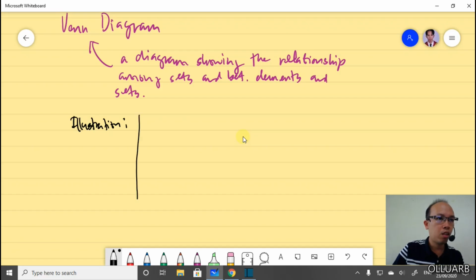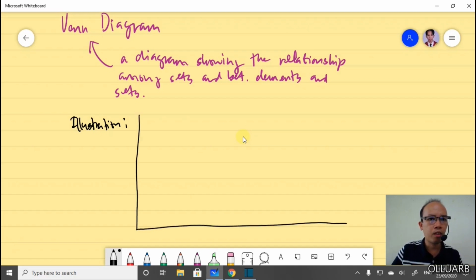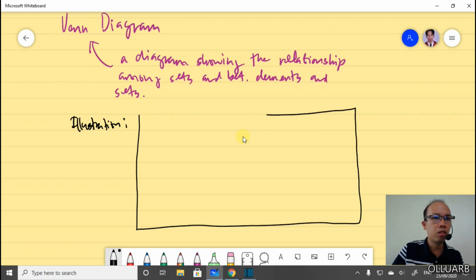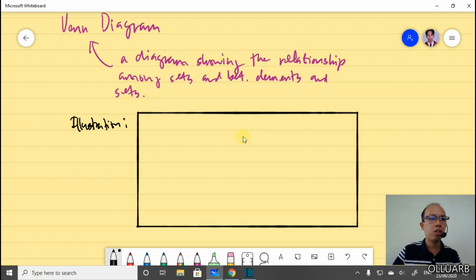The big rectangle will be denoted as your universal set. This is our universal set. So either you can write it on the top right or top left of the square, and then for example, if you have this set, this object, you can put a circle.